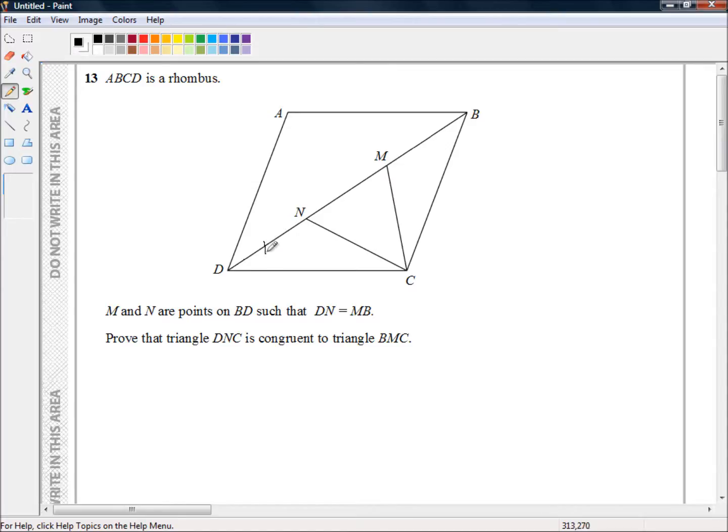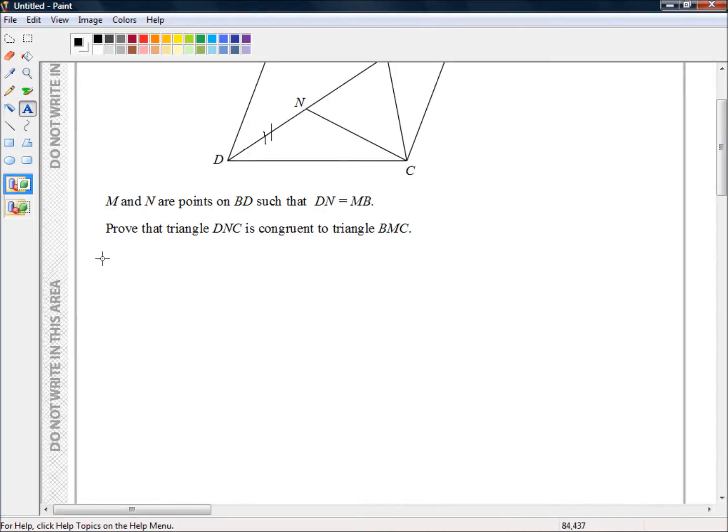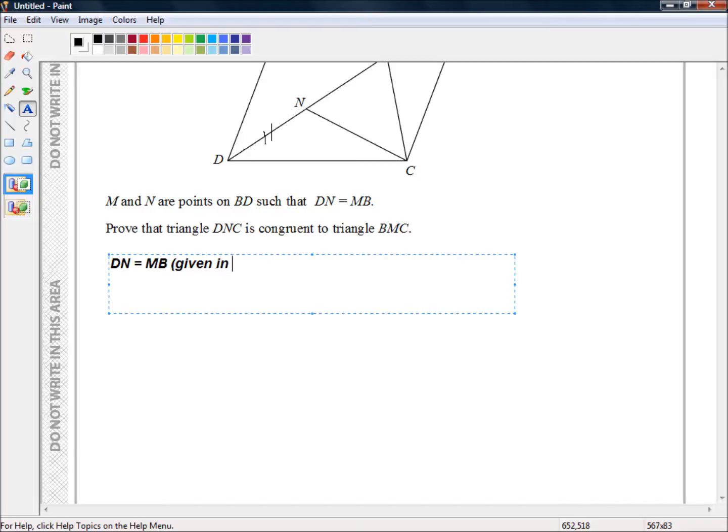So DN is equal to MB. In fact, I think that should be the first line of my proof, because in mathematics you're not supposed to take anything for granted, you're supposed to spell everything out. So DN is equal to MB, given in question.